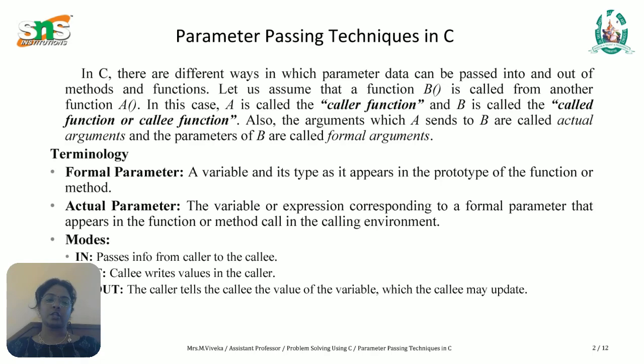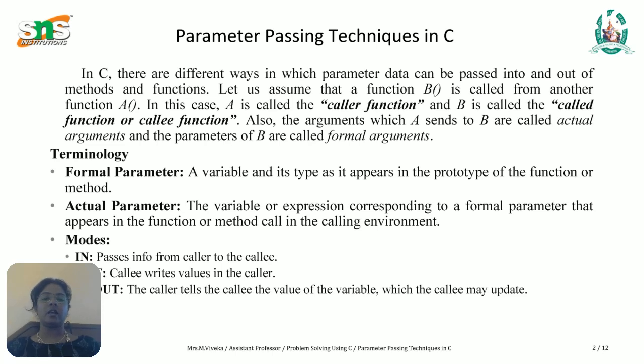The formal parameter means a variable and its type as it appears in the prototype of the function or method. The actual parameter corresponds to the formal parameters and appears in the function call. So at the time of function definition, it is the formal parameter. At the time of function calling, it is the actual parameter. So keep it in mind this way, otherwise it will be confusing for you.